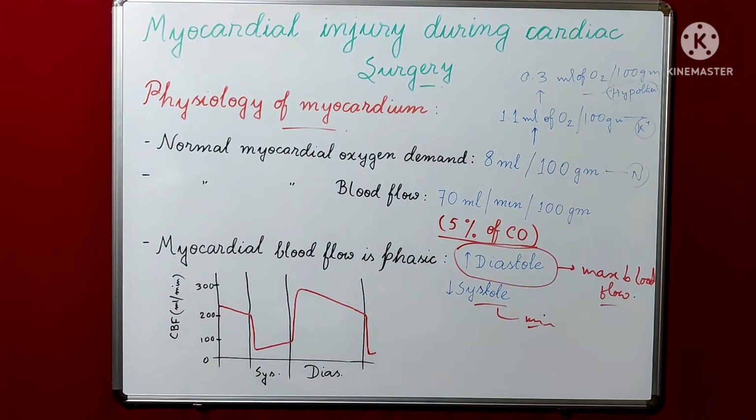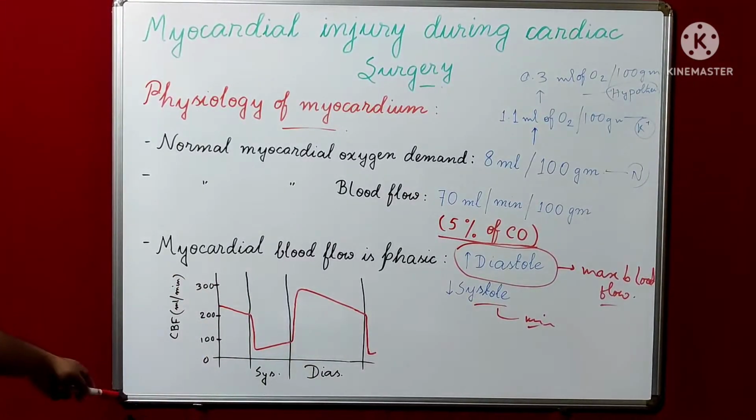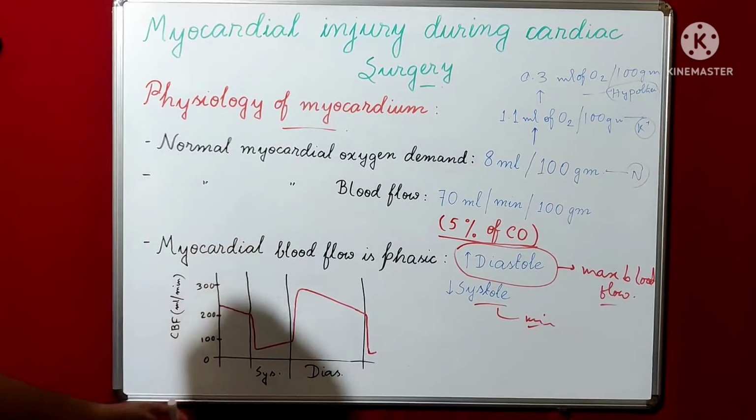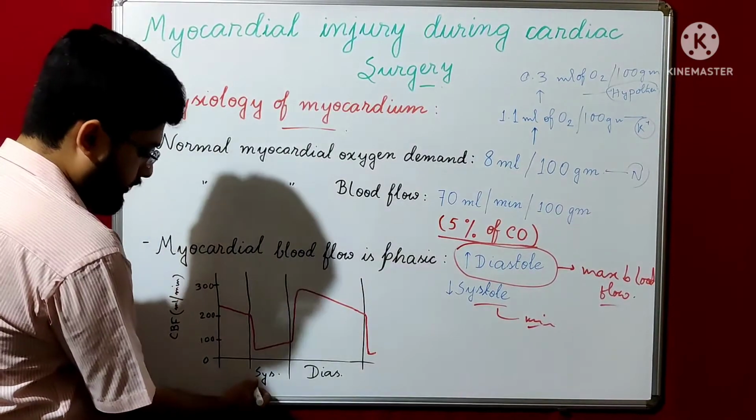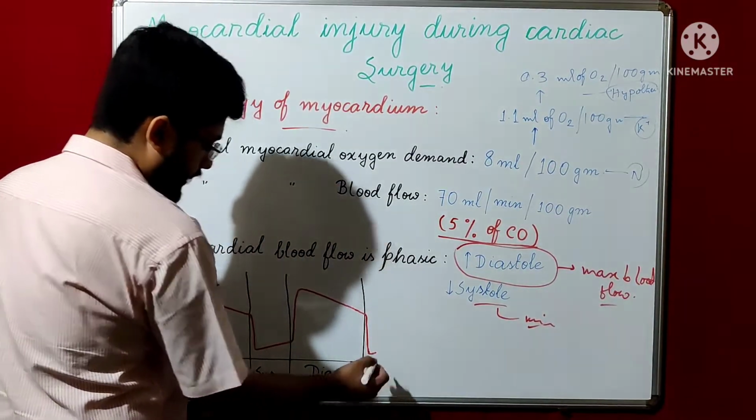So that is the concept of myocardial phasic blood flow. This is the diagram of myocardial phasic blood flow. This part is the systole of the cardiac cycle and this part is the diastole of the cardiac cycle.